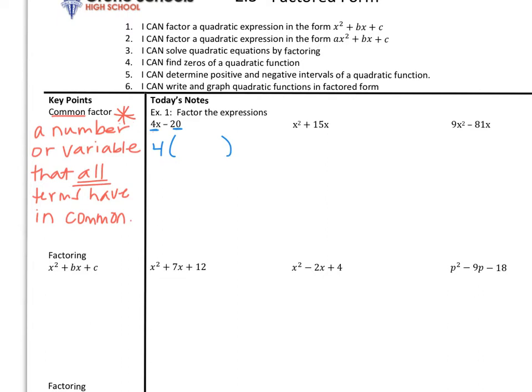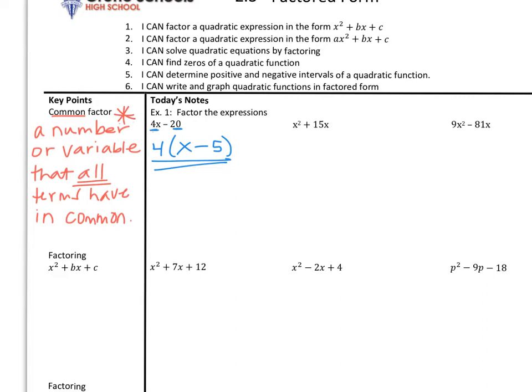4 factored out of 4x is like division. We would simply have x left over. Then it's a subtraction problem. If we factor 4 out of 20, 4 goes into 20 5 times. That's called factored form, factoring out a common factor. It works for variables too. Let's try the next one.